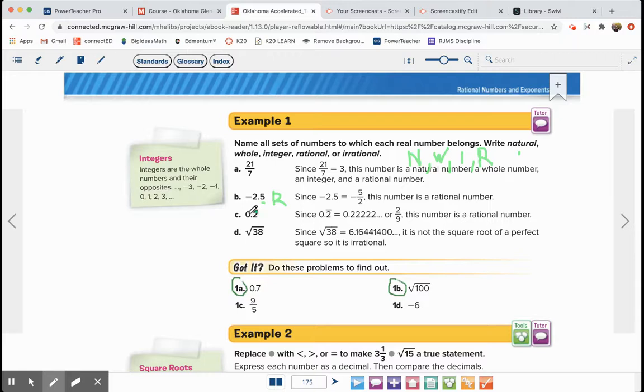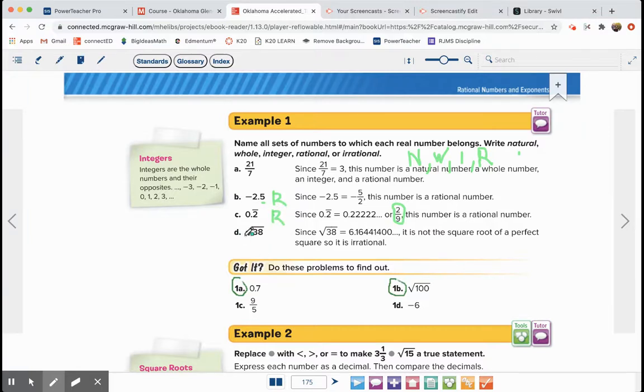Okay, on C, we have 0.2 repeating. That line means repeating. So again, it's a decimal, so we know it's not natural, whole number, or integer, so it's either going to be just rational or irrational. And if we look, that can actually be written as a fraction. Most repeating decimals can, as 2 over 9. So that one is also just R.